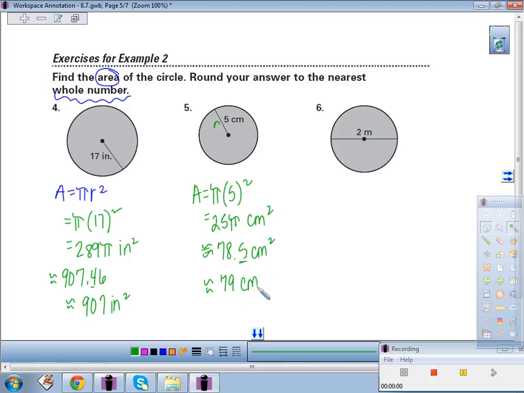So 79 square centimeters. And number 6, this one is not like 4 or 5 because it gives us the whole length across, which is the diameter. But for the area formula, we need the radius. And we know the radius is half of the diameter, so this should actually just be 1 meter here. We'll substitute 1 in for the radius. 1 squared is 1, so we have 1 times 3.14, which is going to be rounded to just 3 square meters.